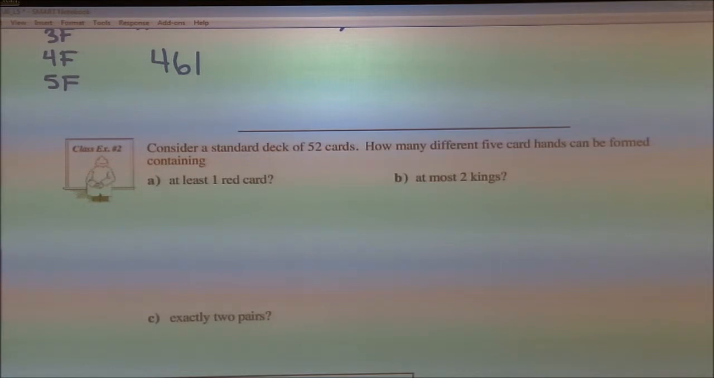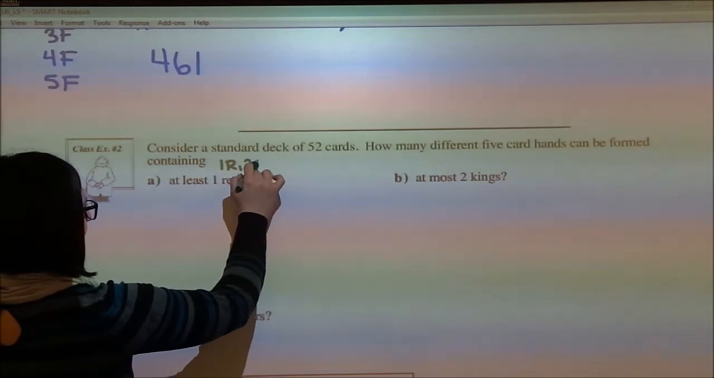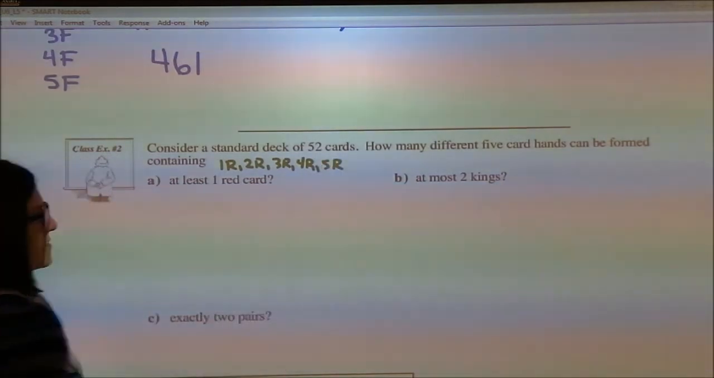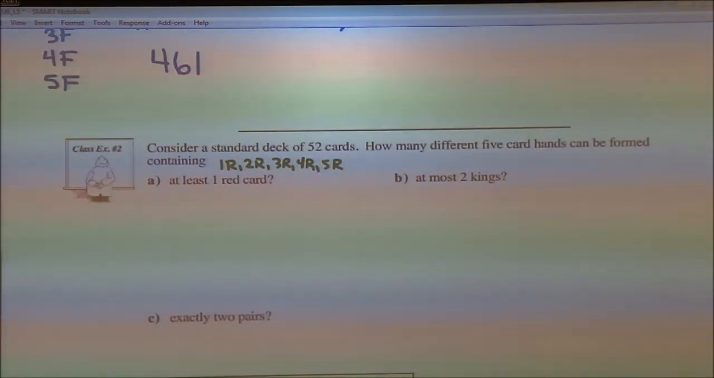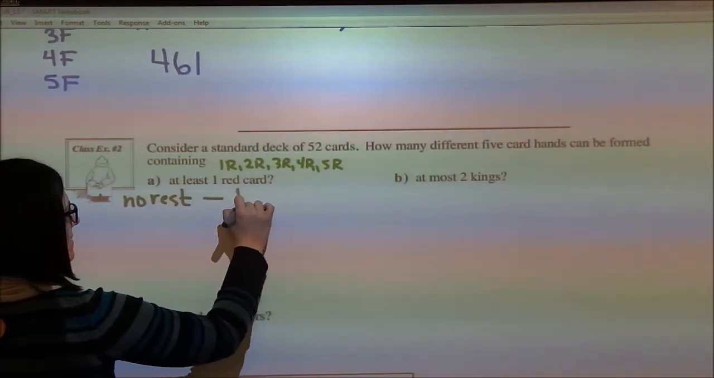So we go into our standard deck of cards. How many different 5-card hands can be formed containing at least 1 red card? So at least 1 red means 1 red, or 2 red, or 3 red, or 4 red, or 5 red cards. What else could it mean? Do you have 0 red? And then no restrictions. So no restrictions minus no red.